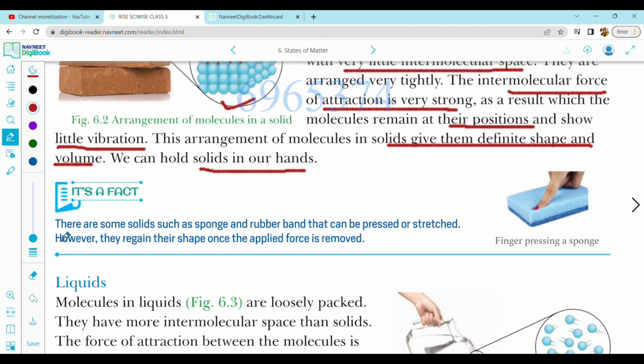It is a fact that there are some solids such as sponge and rubber band that can be pressed or stretched. However, they regain their shape once the applied force is removed.